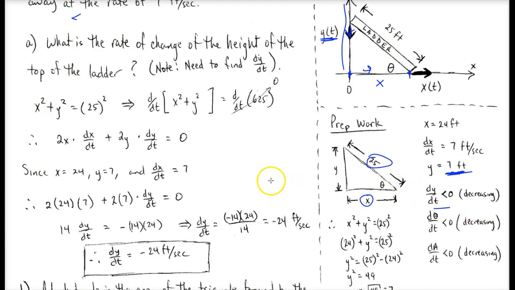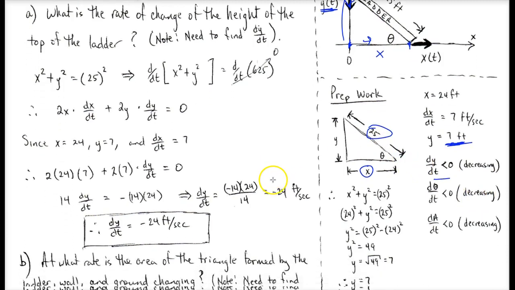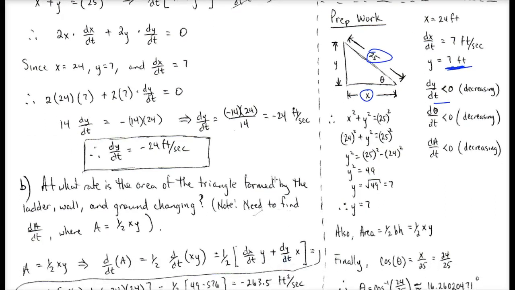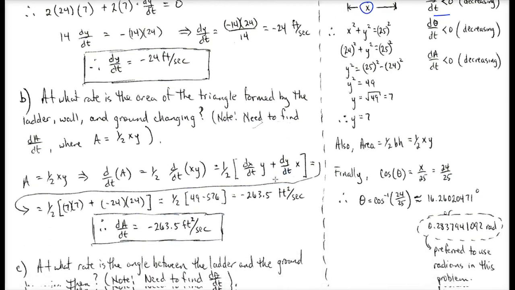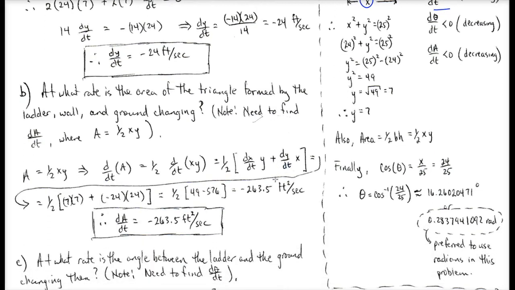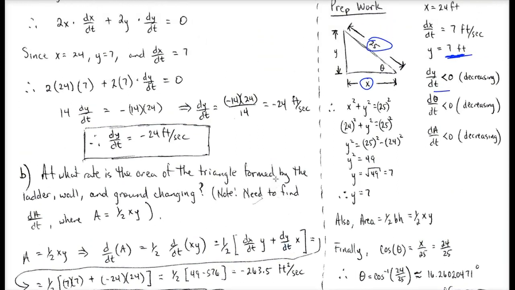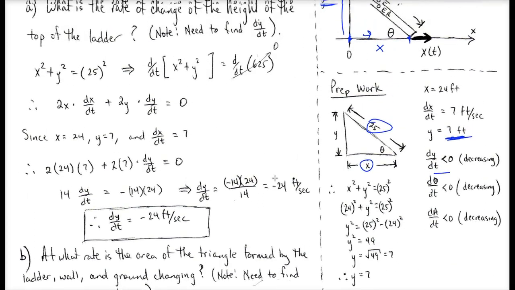And so the reason for that is that there's part 2 of this problem that asks us at what rate is the area of the triangle formed by the ladder, wall, and ground changing. So, and then we also have a part C to this as well, where at what rate is the angle changing. So that's why I'm doing all that. Okay. So for part A, let's scroll back up.